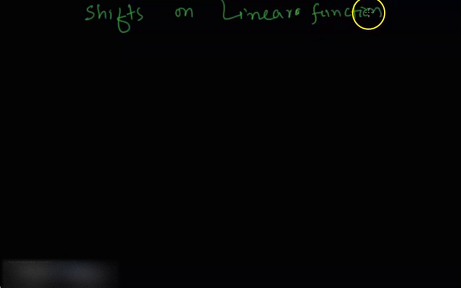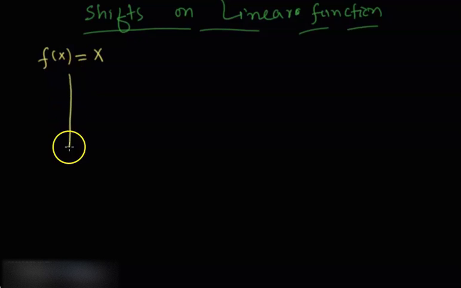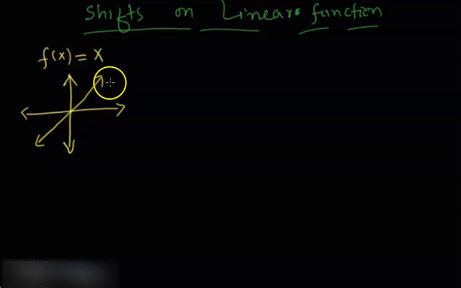So now let's consider shift transformations on the linear function, or identity function. We know the linear function f of x equals x, and if you recall, the sketch of this graph was this line.